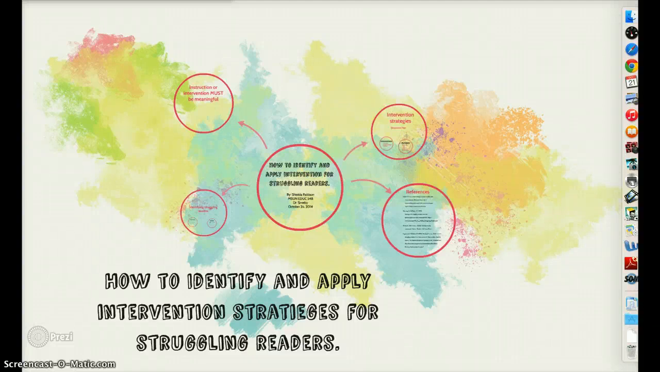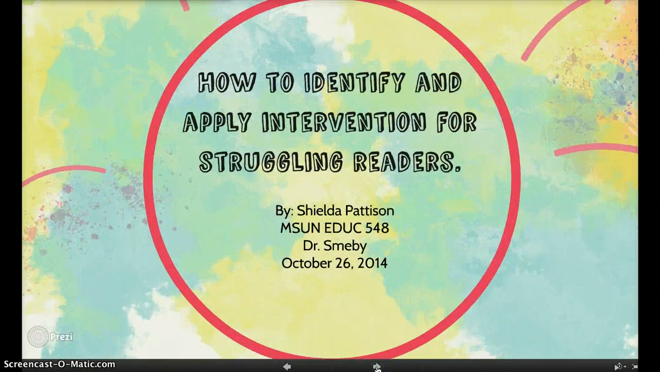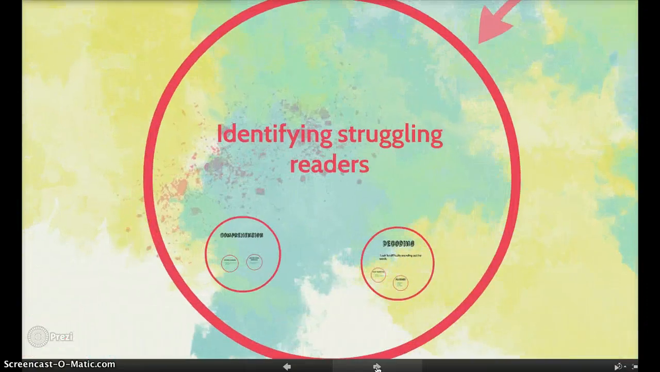I decided to do my learning contract on how to identify and apply intervention strategies for struggling readers. I'm using a Prezi presentation and Screencast-O-Matic. Since I am mainly a reading teacher in 6th grade, I thought it'd be very beneficial for me to look at different ways to identify and apply certain intervention strategies for struggling readers.